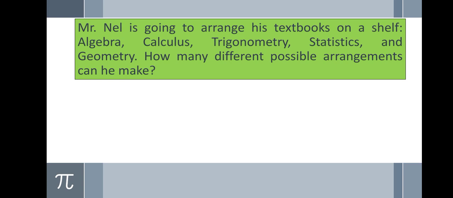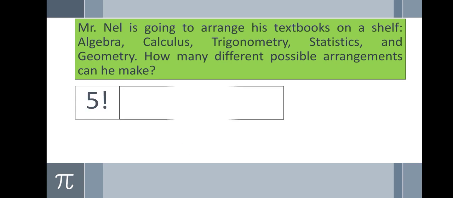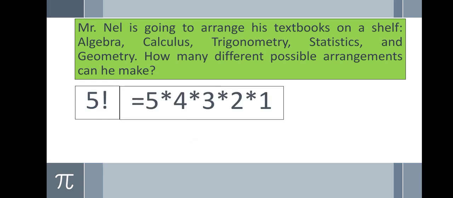How many objects do we have? We have 5 objects: the algebra, calculus, trigonometry, statistics, and geometry. 5 factorial is 5 times 4 times 3 times 2 times 1, or simply 120. There are 120 different possible arrangements that he can make.